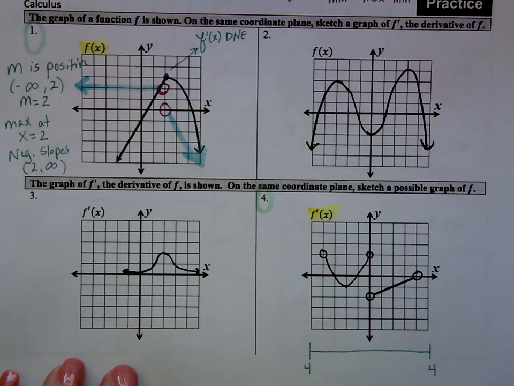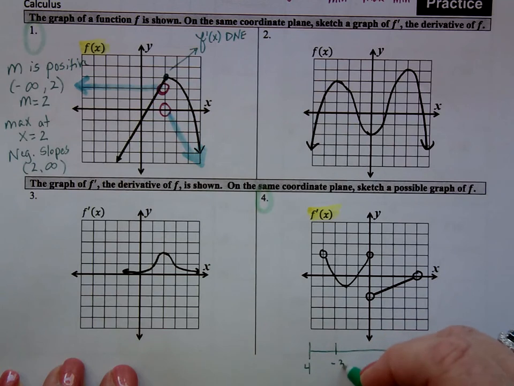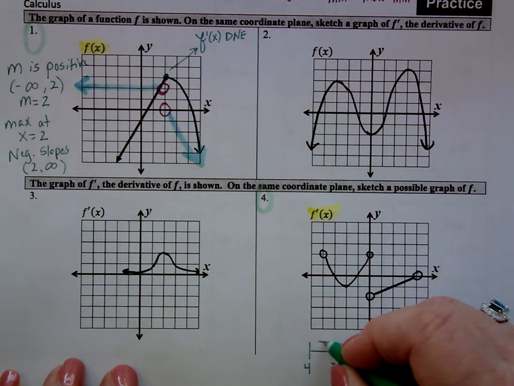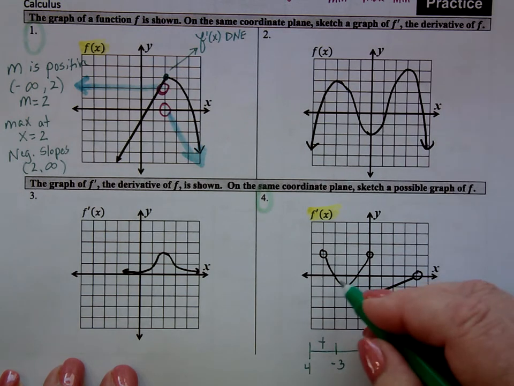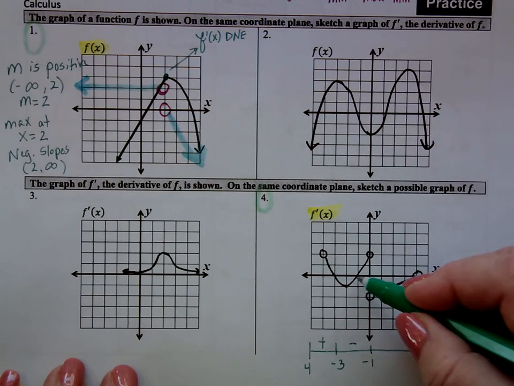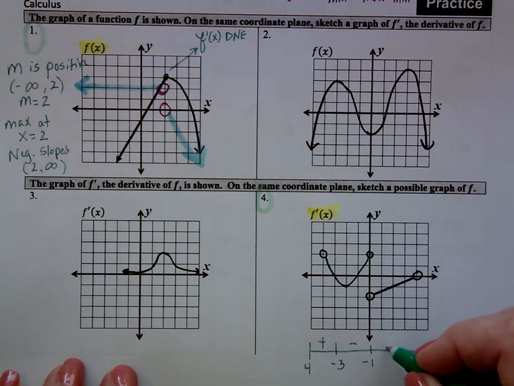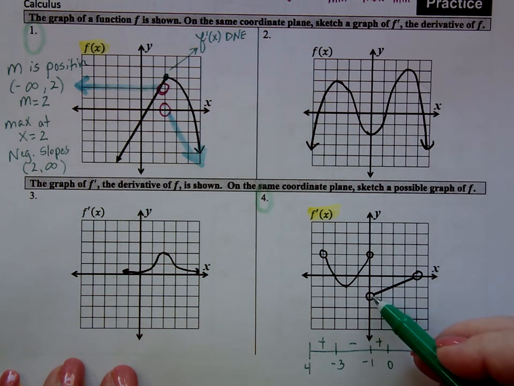And I know that at negative 3, I have a positive above the x-axis. It's below the x-axis between negative 3 and negative 1. It's positive again from negative 1 to 0. And then it goes negative from 0 to 4. All right, so I just divided it up.